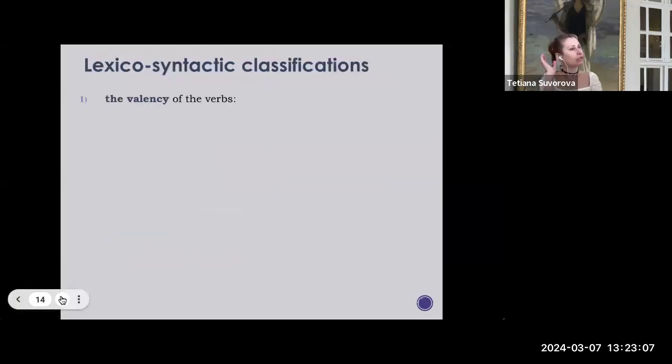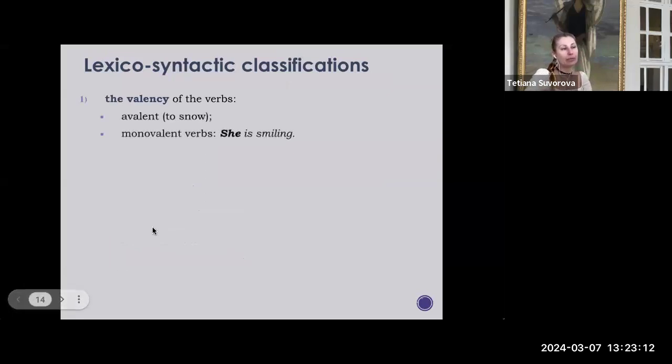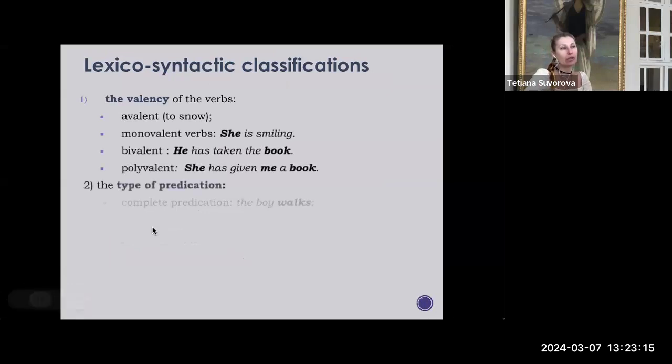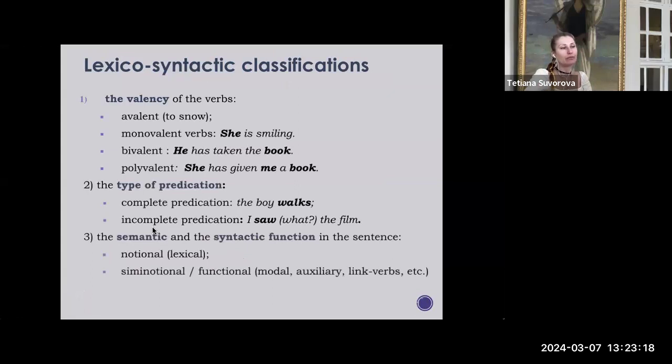Okay, so lexical-syntactic classifications. Here we have the valency of the verb. Let's have a look at what we have. We have avalent verbs, to snow: it's snowing, we don't need anything. So it doesn't require adding anything. It expresses the full situation clearly without any additional elements. We can add, but it's not obligatory. So snow heavily, for example, and so on.